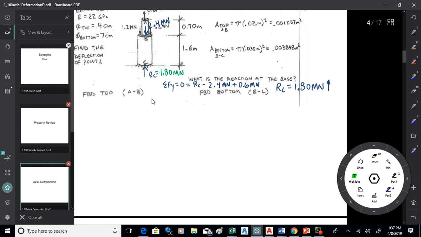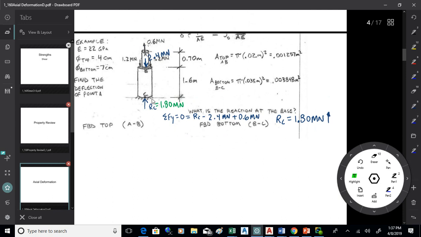Given that, why don't you find the internal forces? What's the force in AB and what's the force in BC? Because what I'm going to do here is apply PL over AE. I've got the length easy enough. I've got E of the material given. I've got A calculated there for you, so you just need to find P, the load. So what's the load in AB and the load in BC? Why don't you get those figured out real quick? Let's cut out a nice simple free body diagram and get those figured out. We want the internal forces. That's normally how we do that.